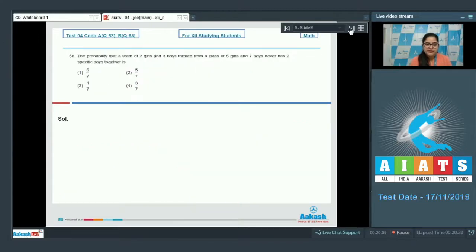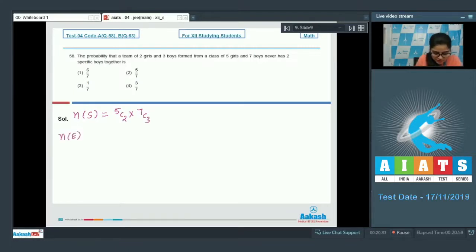Question number 58. The probability that a team of 2 girls and 3 boys from a class of 5 girls and 7 boys never has two specific boys together. So first of all, the sample space: you have to make a team of 2 girls and 3 boys out of 5 girls and 7 boys. So 5C2 multiplied by 7C3. This is your sample space.